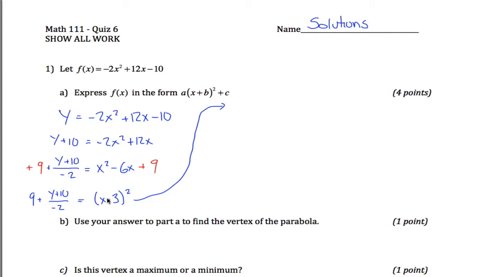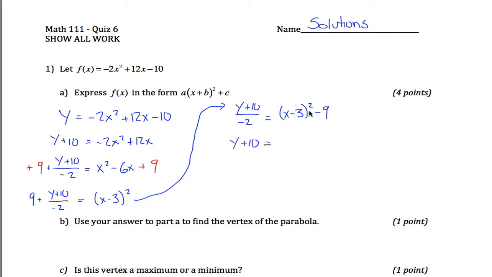All I got to do now is solve for y. If I'm solving for y, the first thing I want to do is subtract 9 from both sides of the equation. That would give me y plus 10 divided by negative 2 is equal to x minus 3 squared minus 9. I subtracted 9 from both sides of the equation. Now I want to get rid of this negative 2. To get rid of that negative 2, I can multiply both sides of the equation by negative 2.